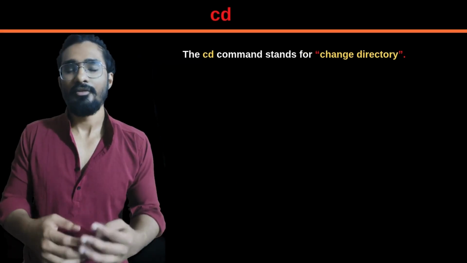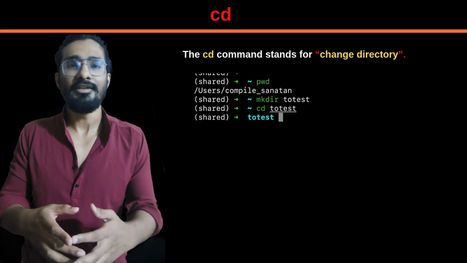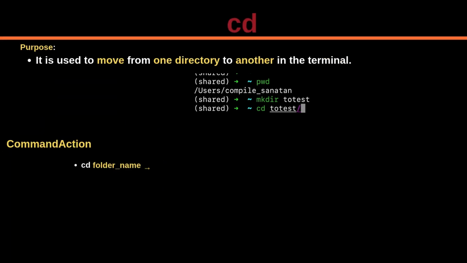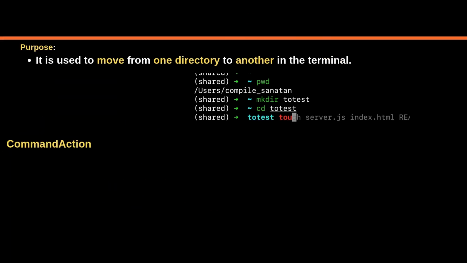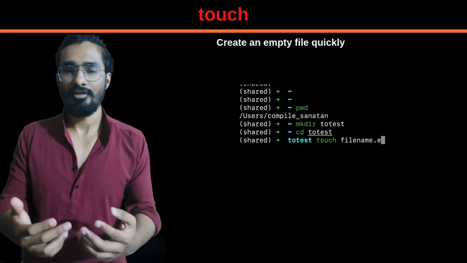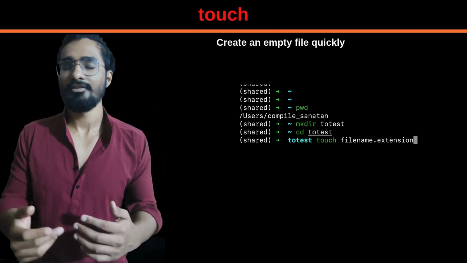If you want to go inside the folder, you have to write cd and the folder name. If you want to create a new file inside a folder, you just have to write touch and the file name, with the extension.